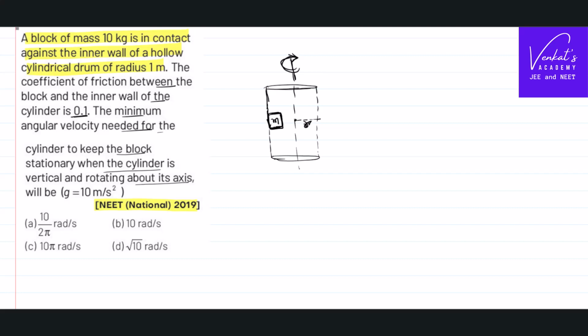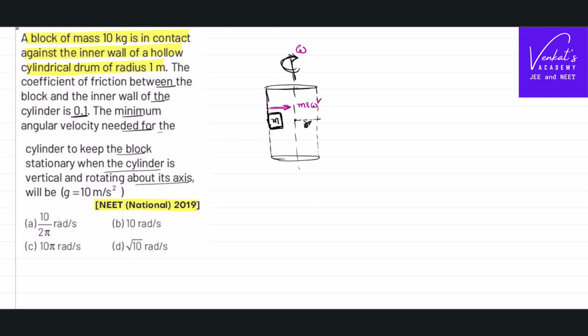So what are the forces acting on the block? Let us try to understand. The first thing is, the body is in circular motion with an angular velocity omega, so there is a centripetal force acting towards the center, called m r omega square, on this block. Centripetal force always acts towards the center.